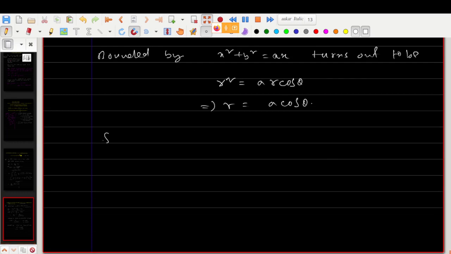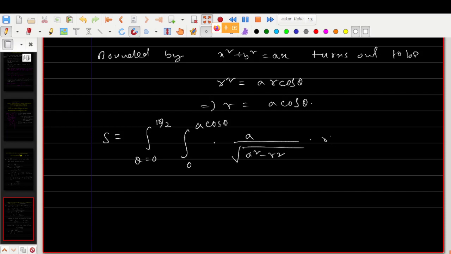So S equals integral of theta equals 0 to pi by 2, r from 0 to a cos theta, a by root over a square minus r square, r dr d theta.